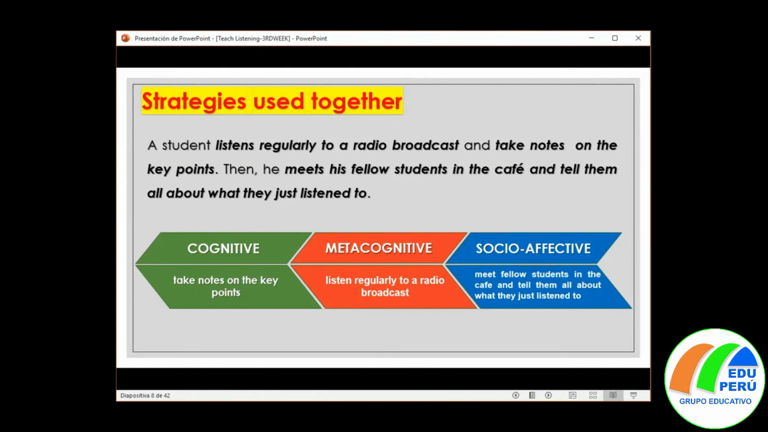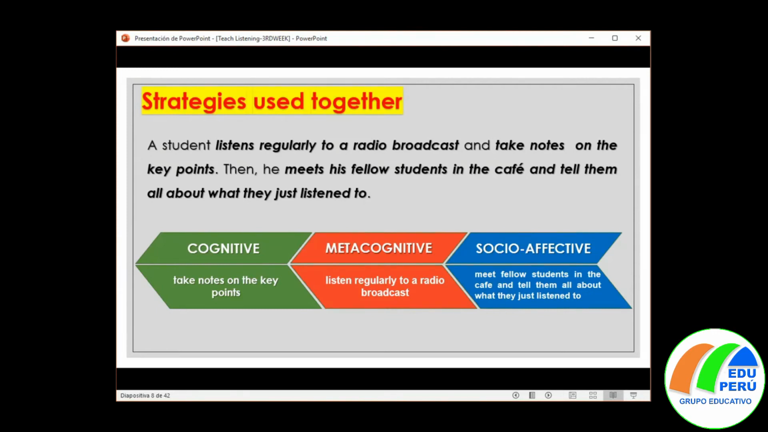And the cognitive, notice, is related to learning. Learning itself. So you decodify, you take notes, you infer. It's related to cognition itself.